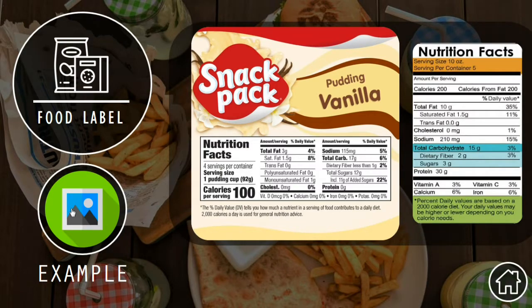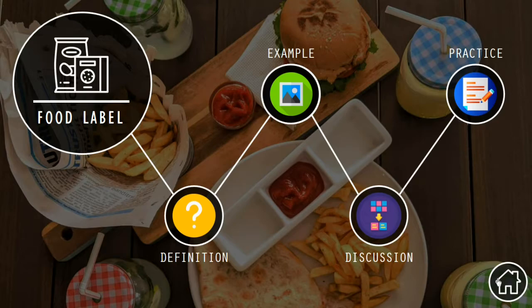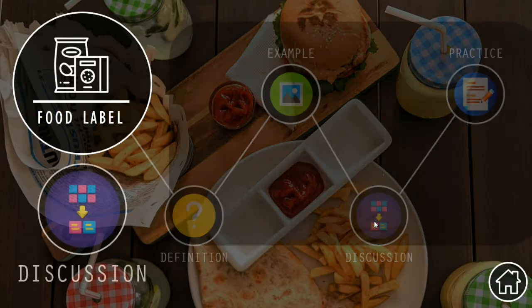The first example on the left is a kind of pudding product. Yeah, you can know the type of product from its label too. The second example on the right has no information about the type of product. All you can get is the nutrition fact of the product itself. Go on to the next step. That is the discussion of food and drink label.